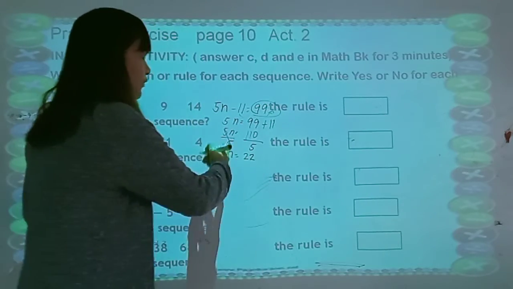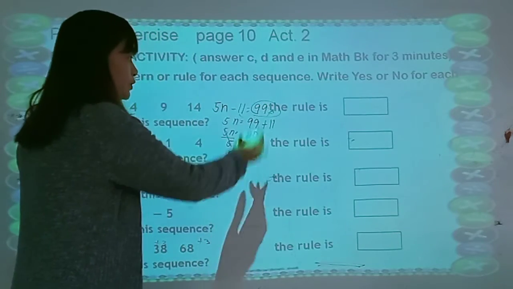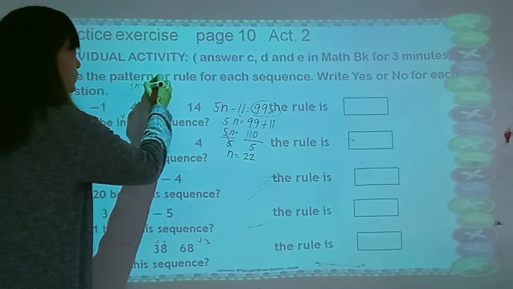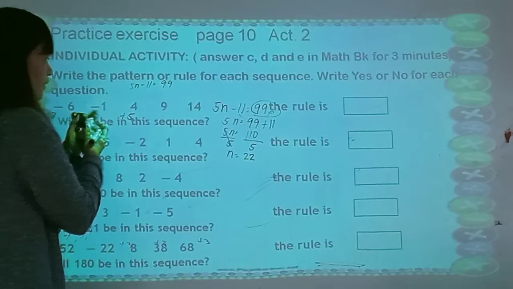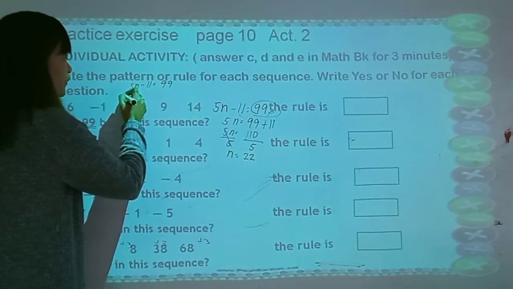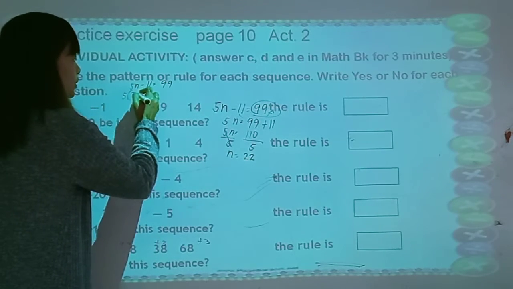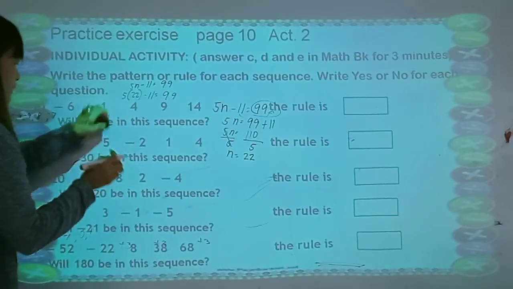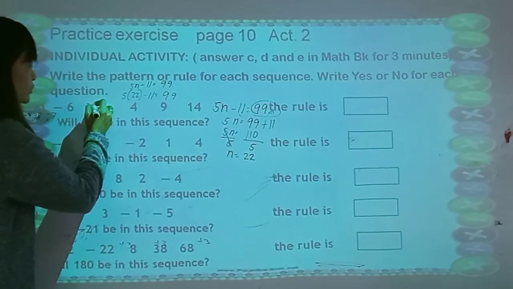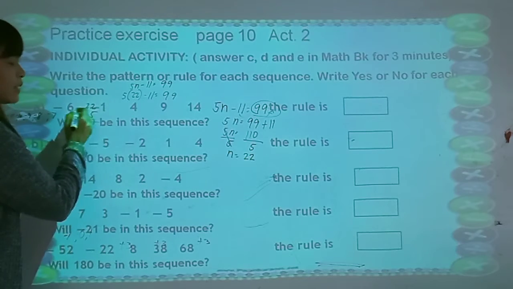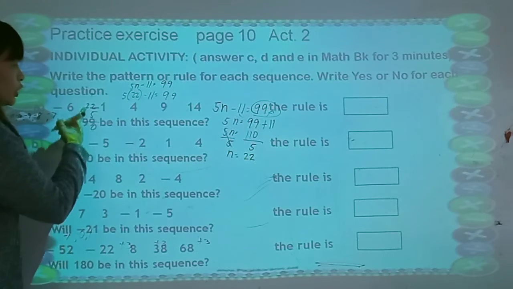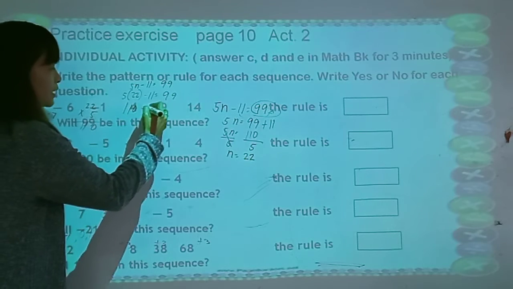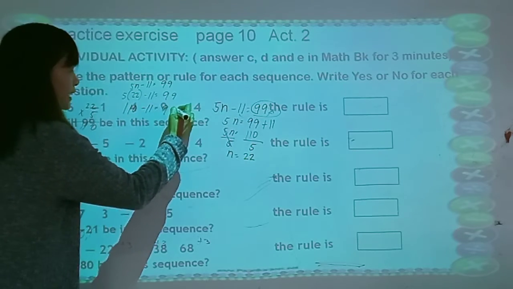Let us check the value of n. Okay? So the original equation we have is 5n minus 11 is equal to 99. Okay, so what is the value of n? 5 times 22 minus 11 is equal to 99. Okay, let us multiply. 22 times 5. 2 times 5 is 10. Carry 1. 2 times 5 is 10 plus 1 is 11, so 110. So therefore, this is 110 minus 11 is equal to 99.